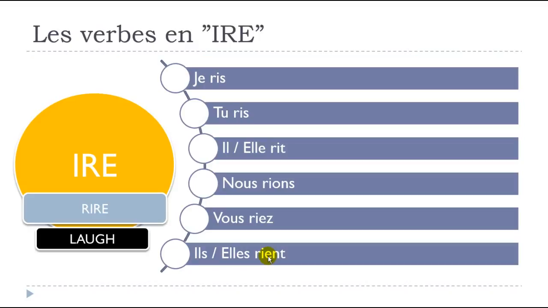Because I've been talking about that quite many times, you don't pronounce this final E and T, and so phonetically you get the sound ri, exactly like you have here, ri, ri, ri. And then here, rions, riez. So you get je ris, tu ris, il rit, elle rit, nous rions, vous riez, il rit, elle rit.